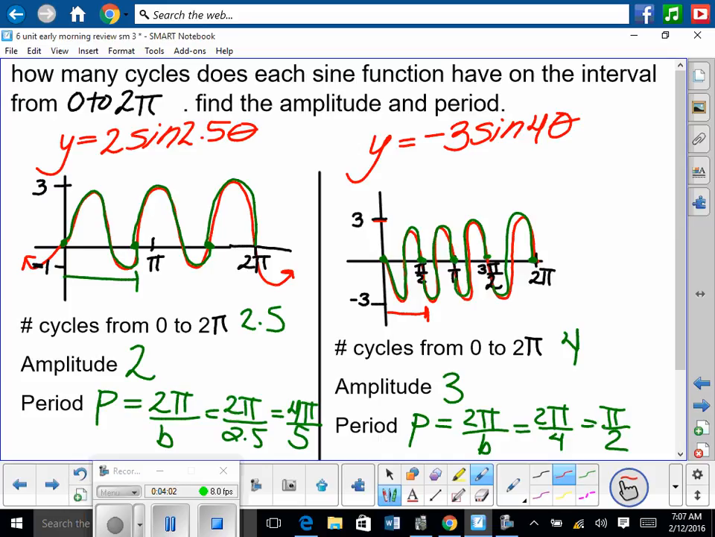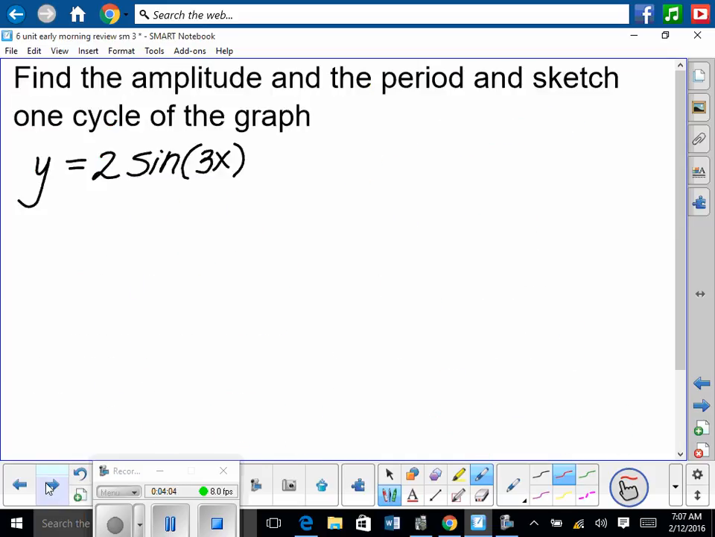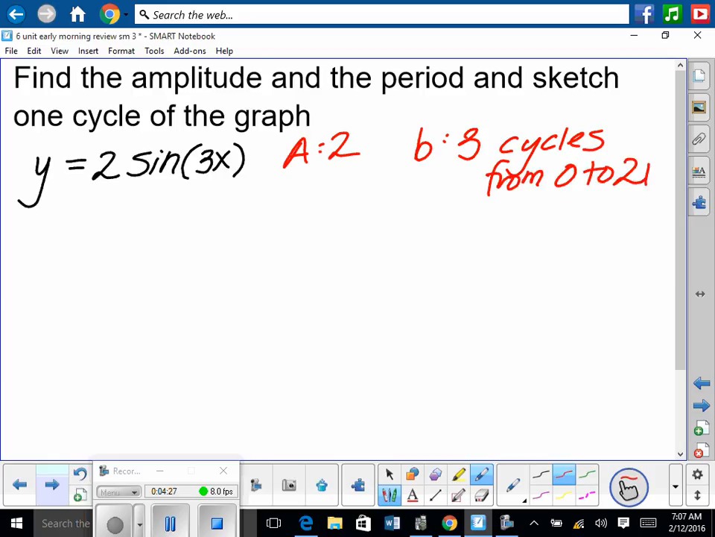Okay, moving on. So the next one on the test will be just something like this: find the amplitude and the period and sketch one cycle of the graph. So let's find the amplitude, it's 2. The number of cycles between 0 to 2 pi, that's our b value. So we have 3 cycles, and it never hurts to write from 0 to 2 pi, so we don't forget what it means, because a lot of people will draw in 3 cycles and they don't remember that that's up to 2 pi, right?